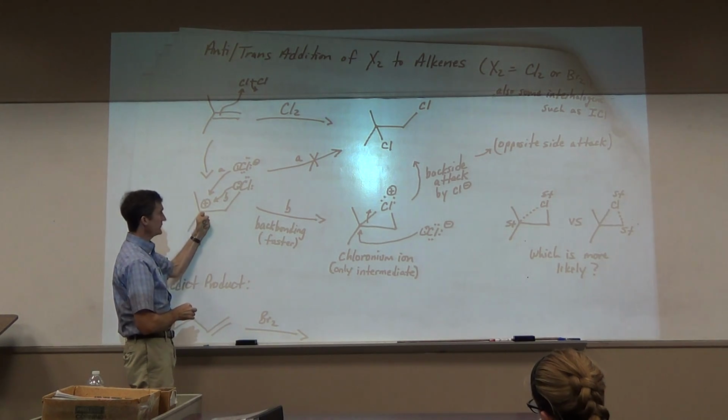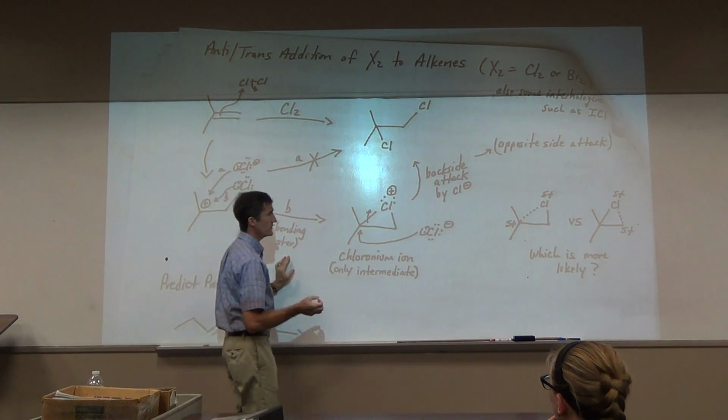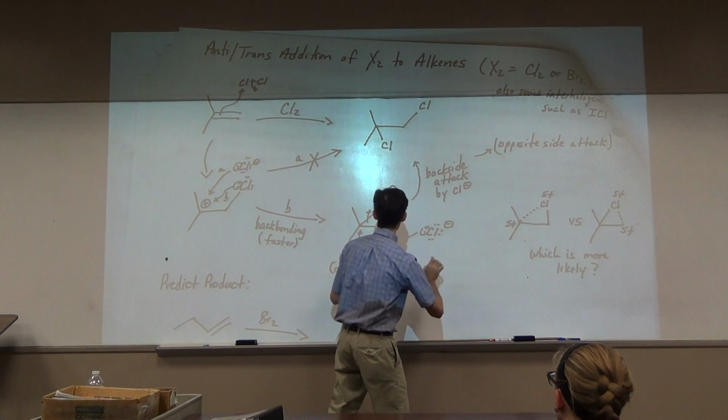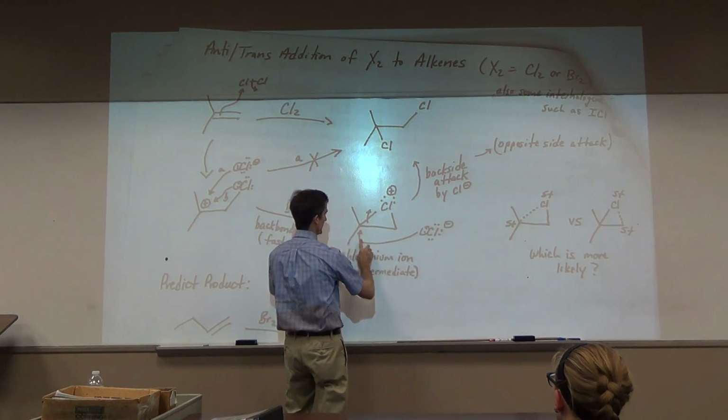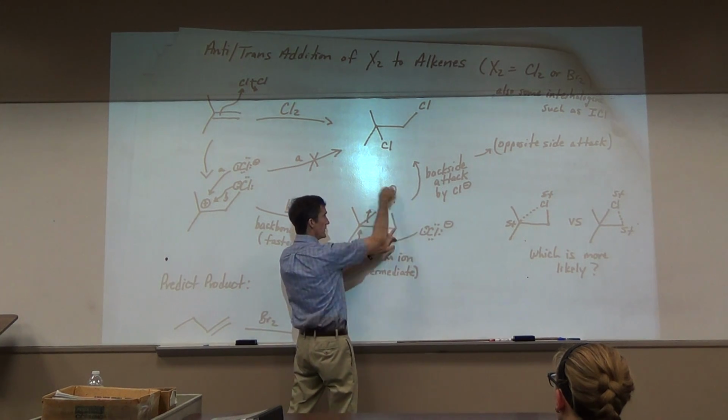How do we know we don't attack a free cation? Well, that's explained on the next page a little bit. Because of the stereochemistry outcome. We attack the bridged chloronium ion. Which carbon? Because theoretically you could attack either side. We could attack here and kick the chlorine off of that carbon, or we could attack here and kick the chlorine off of that carbon.